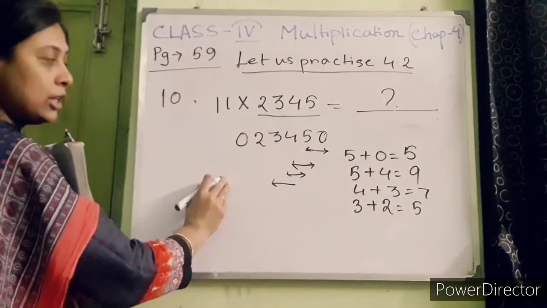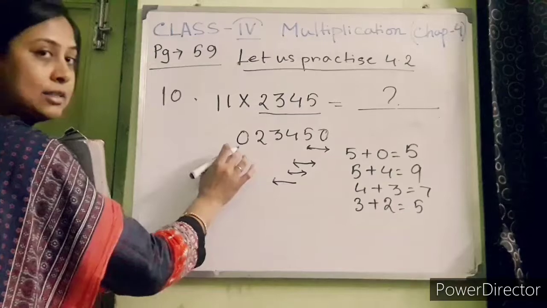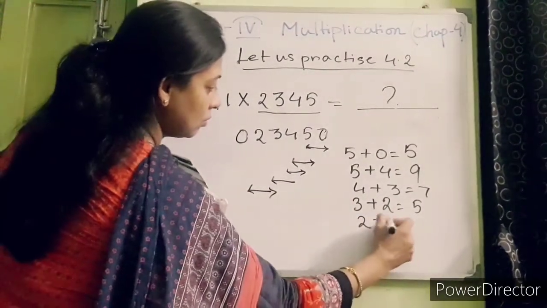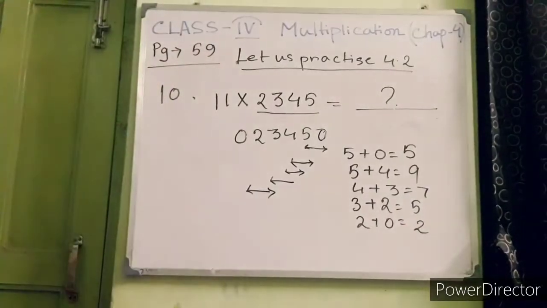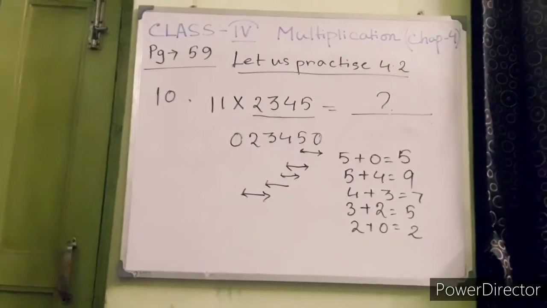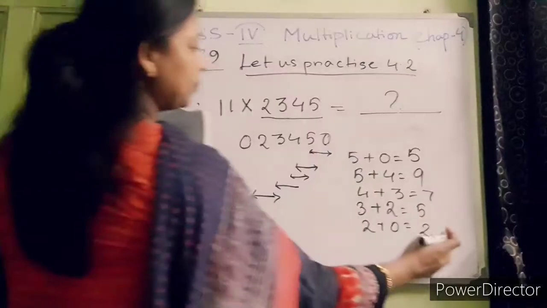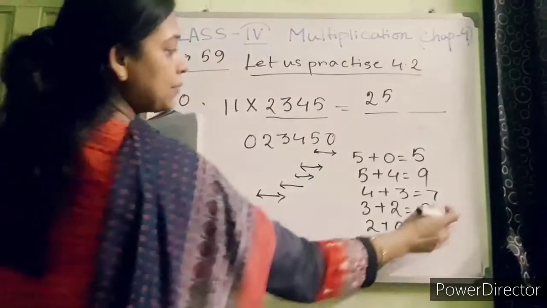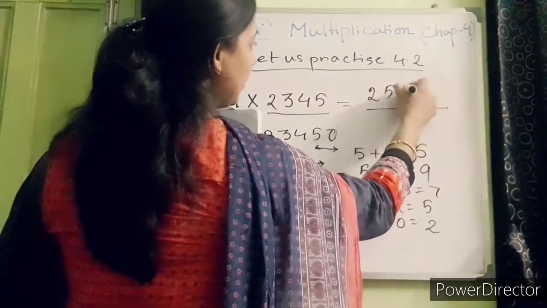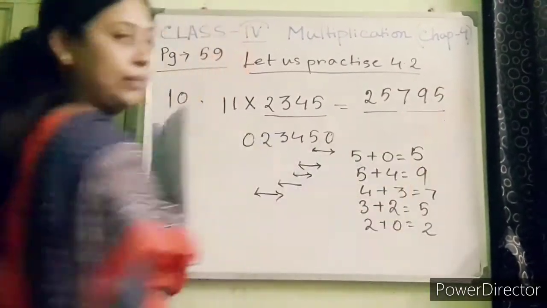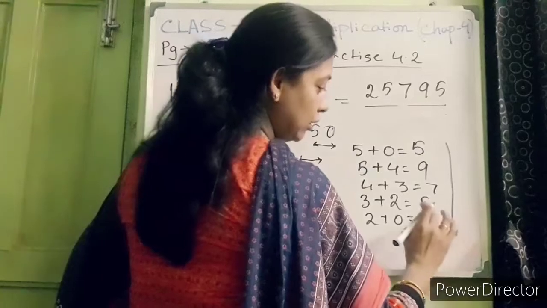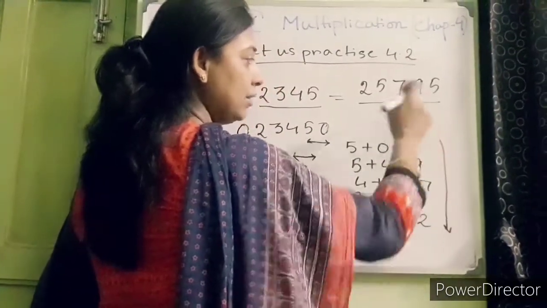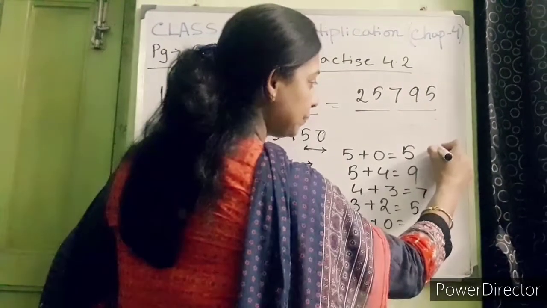Now the next 2 digits, the last 2 digits, 2 plus 0. So what will be your answer? Your answer will be 25795. After that, you have to write it in reverse way. 25795. Okay.